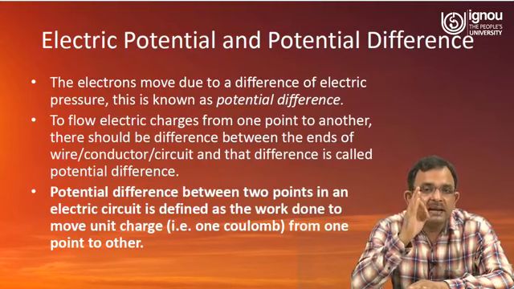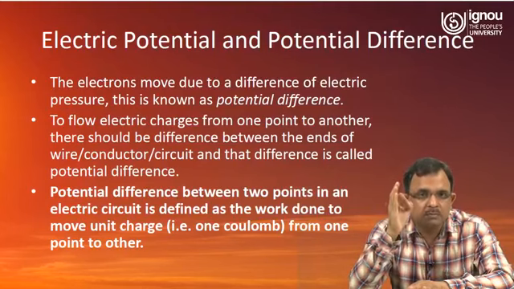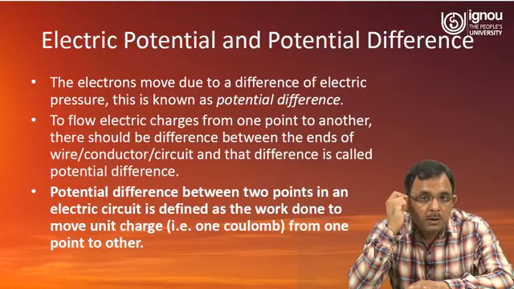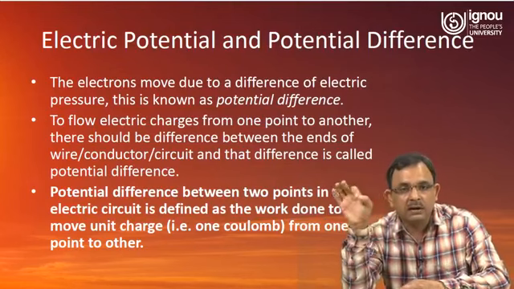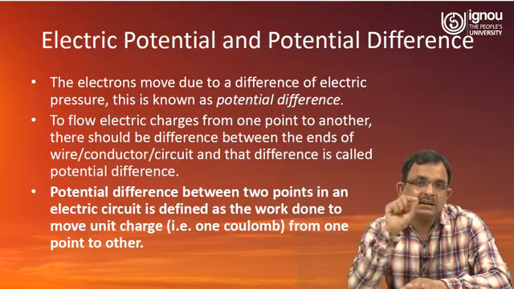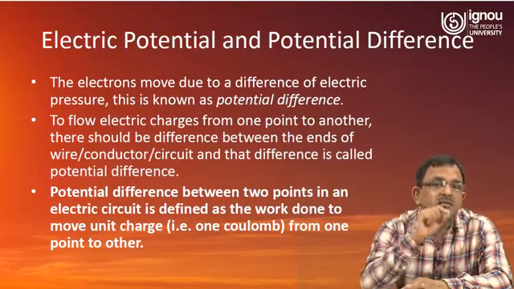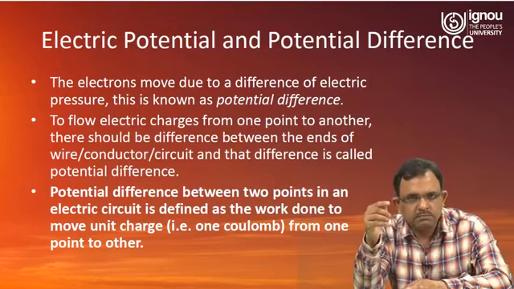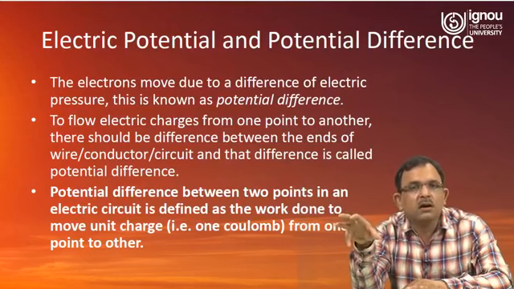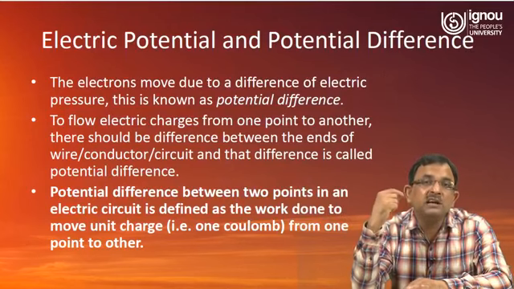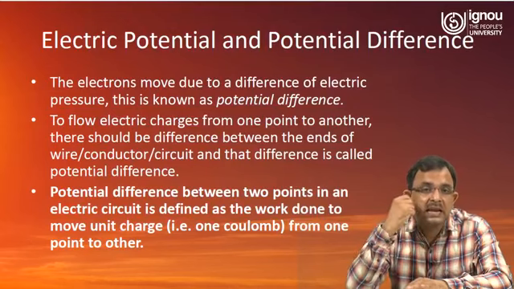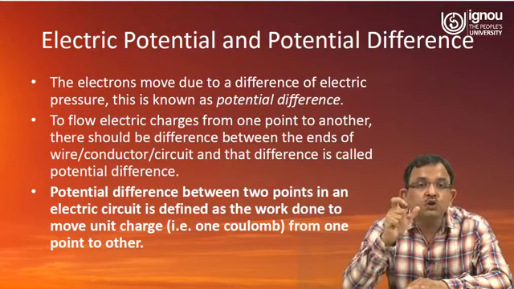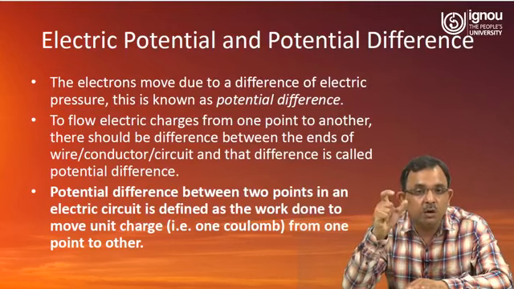And the flow of the electric charges from one point to another is basically due to the difference in the potential at the end of the wire or at the end of the conductor or at the end of the circuits, and that difference is called potential difference. So here you can define, by creating this analogy in your class, that potential difference between 2 points in an electric circuit is defined as the work done to move unit charge from one point to another.